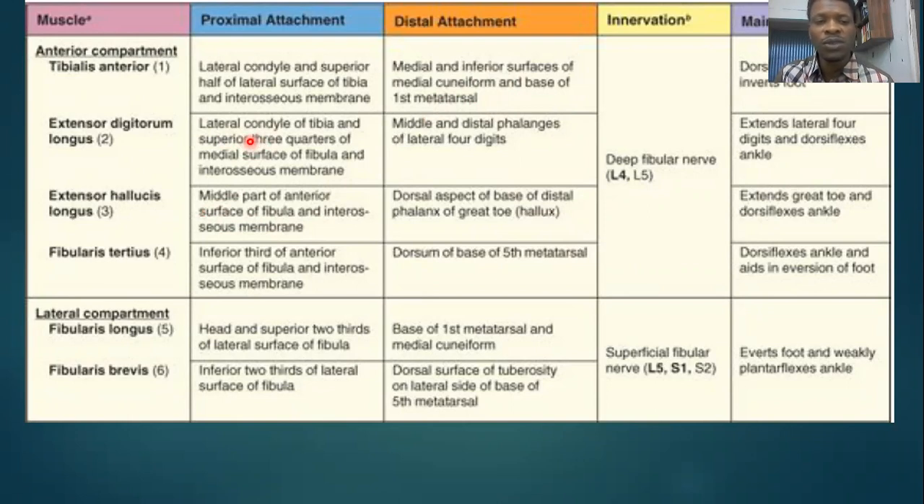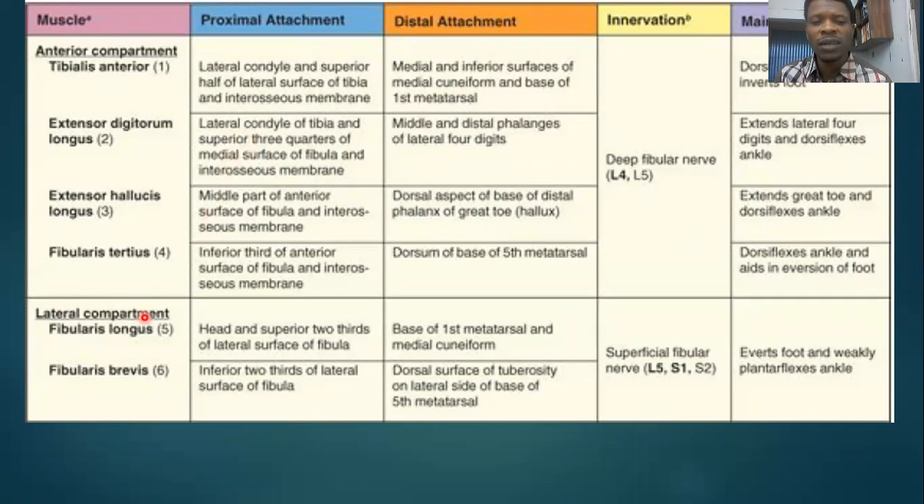It's important to note that we have the tibialis anterior, and we also have the two extensor muscles, extensor digitorum longus and the extensor hallucis longus. Hallucis already tells us it's going to the hallux, which is the big toe. The digitorum is going to the lateral four toes. They are all longus because the brevis muscles would most likely be in the foot. We'll look at the brevis muscles in the foot.